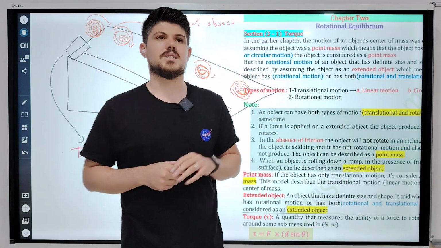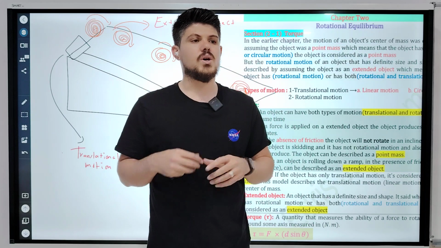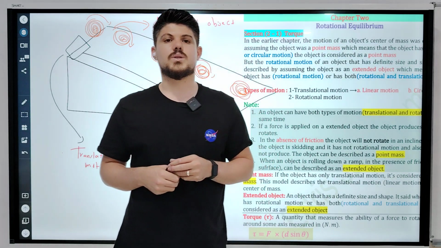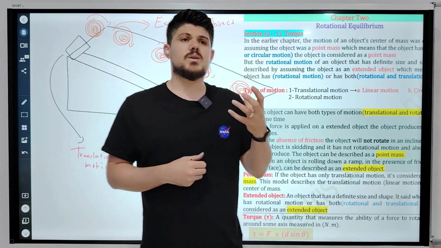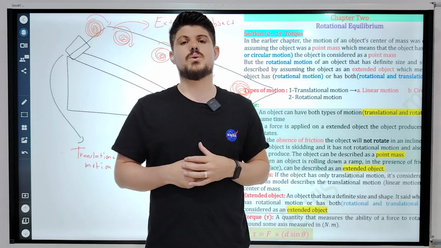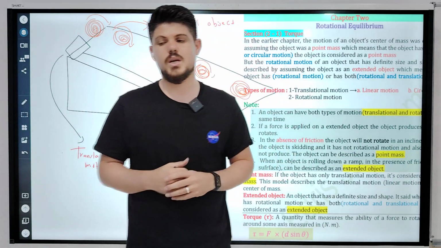When does an object become an extended object? If the object is rotating about itself, or rolling and rotating with a changing position. Okay, or when is an object considered or treated as a point mass? If the object has only translational motion without rotation.